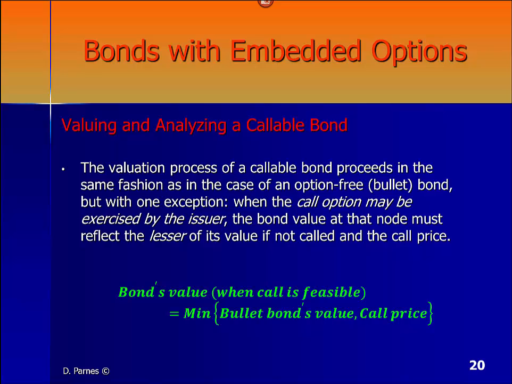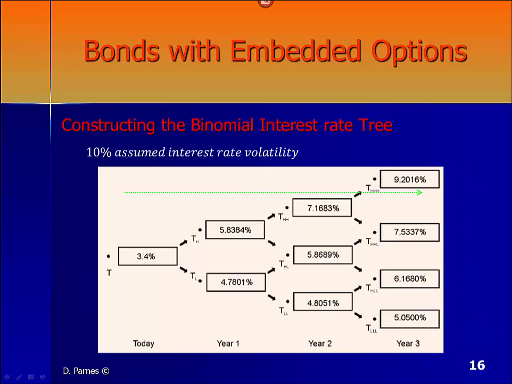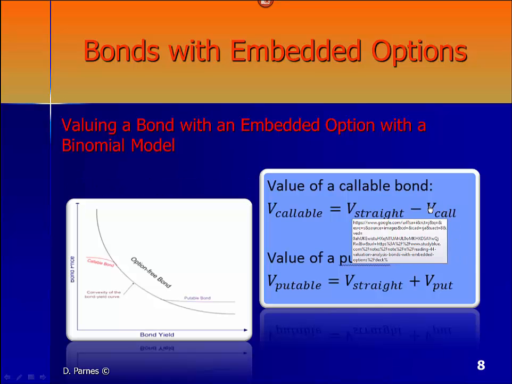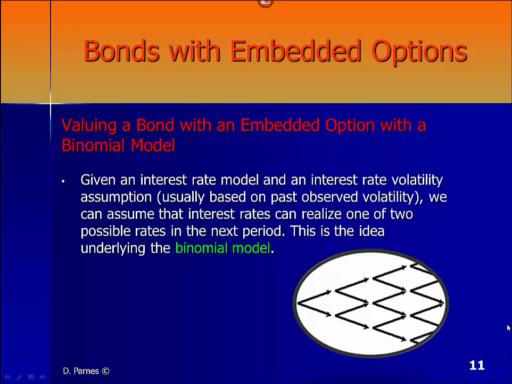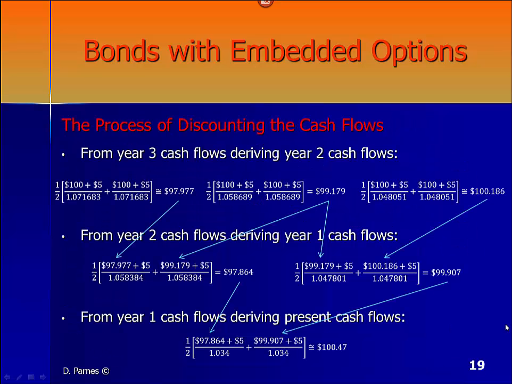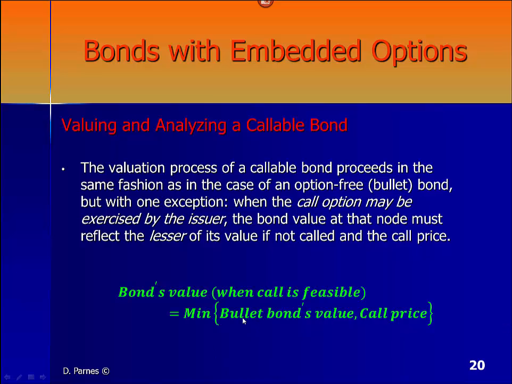So in fact, the bond's value is the minimum between the bullet bond value and the call price. Remember that we're subtracting, let me go back here, and I'll show you where we talked about it. We're subtracting here the value of a call from the value of a bullet bond, straight bond. This is the value of a callable bond. So in fact, the bond value on each and every node will be the minimum between the straight bond's value and the call price. Why do we take the minimum?